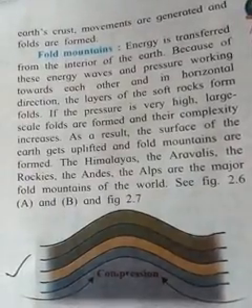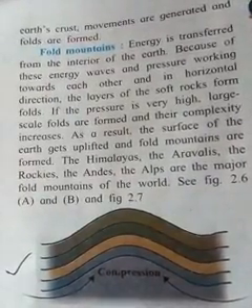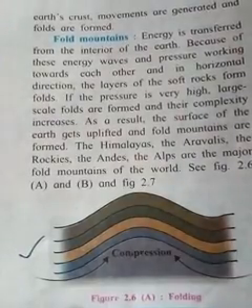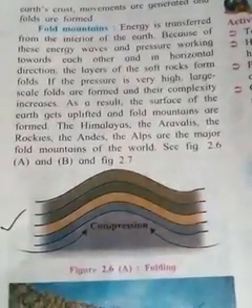As a result the surface of the earth gets uplifted and fold mountains are formed. That means in figures A and B, the earth gets uplifted and fold mountains are created. That means you understand how the fold mountain is created.